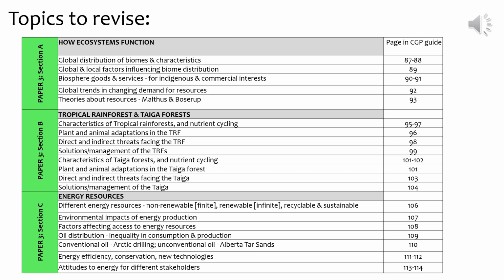Energy efficiency means how effective we are in the energy we use. How can we increase our energy efficiency? We could turn off the lights when we leave a room. We could switch our PlayStation off at the wall. Conservation means trying to preserve things, and new technologies is things like fracking, for example. Attitudes to energies and stakeholders we're going to look at later. So let's have a look at some key areas to focus on.